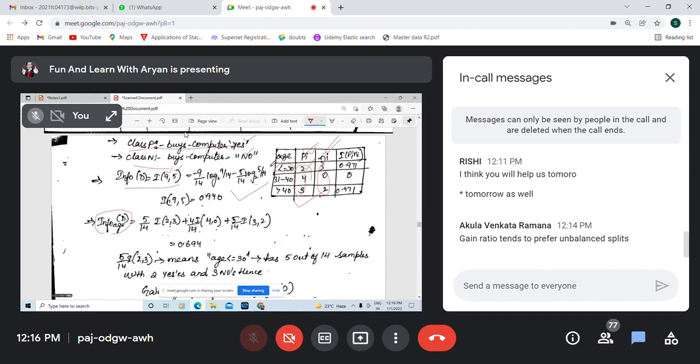Now how many types are there here? 1, 2, 3. For each type you have to calculate. How do you calculate for each type? What is this 5 by 14? For each type, total how many you have? 2 plus 3, 5.